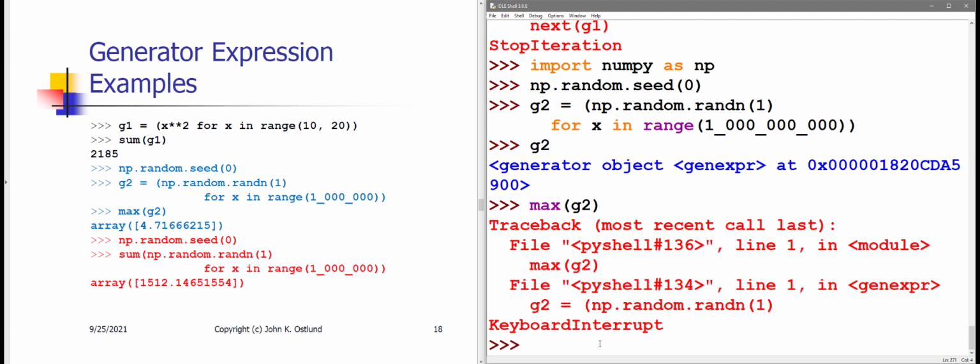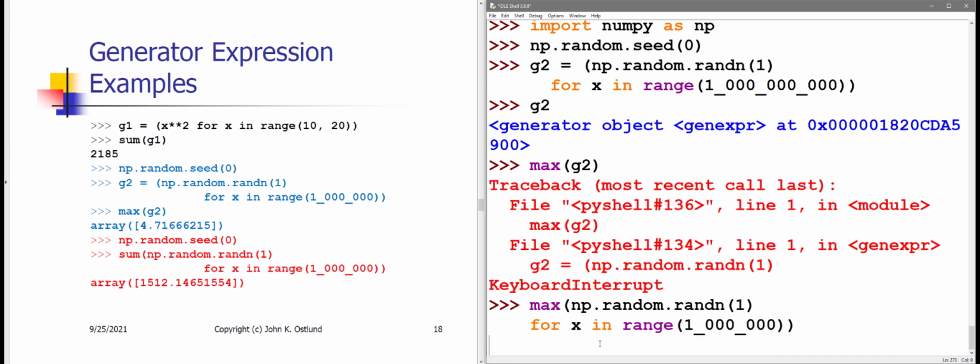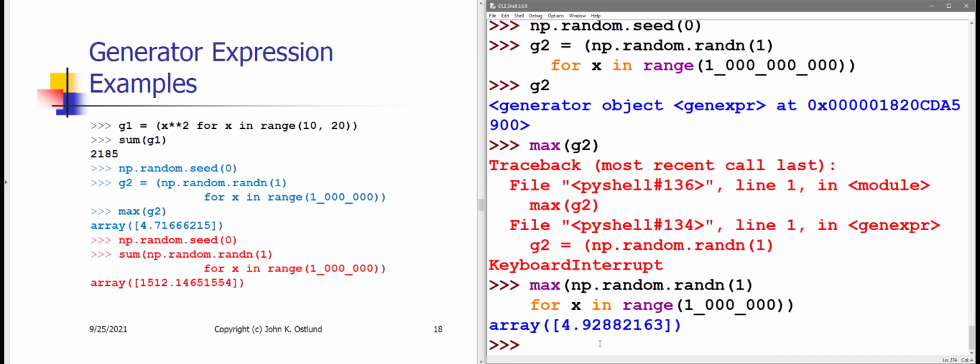Let me do this. Let me just say max of np.random.randn for, and notice that I can type my generator expression right in as an argument to the max function, in range. All right, we'll just go for 1,000,000. There we go. Okay.